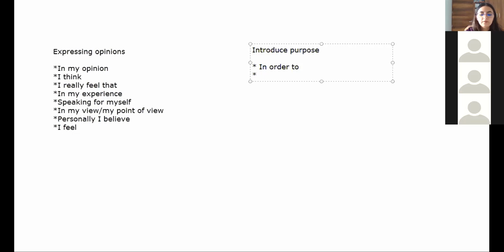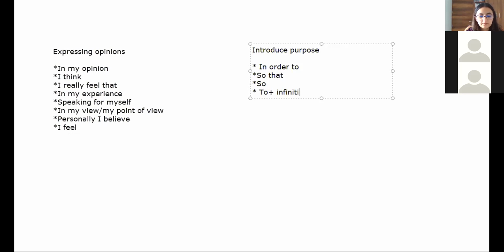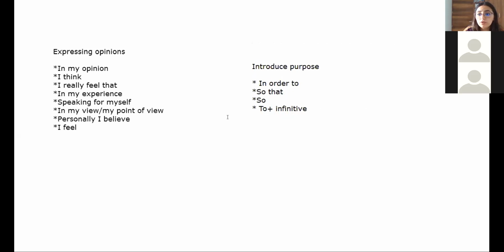So that. So. To. To plus infinitive. Perfect. Those were the words we can use in order to talk about the purpose of something we are doing or something we know how to do. Exactly, guys. Thank you for remembering every single thing we saw last class. That's very important so we can refresh a little bit our memory.